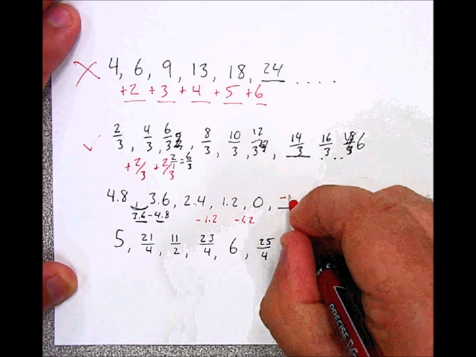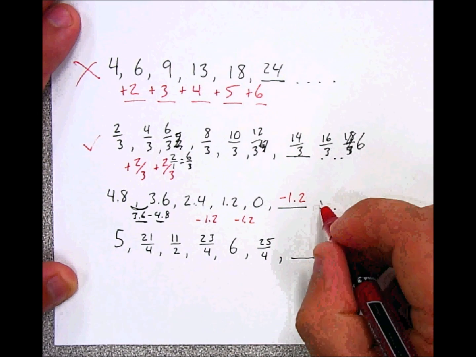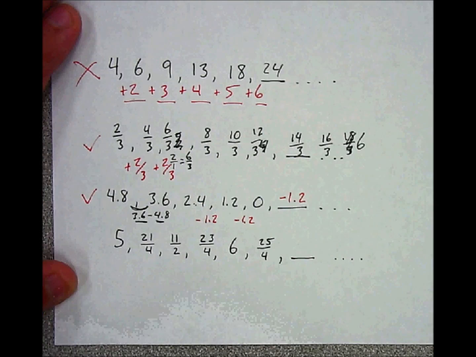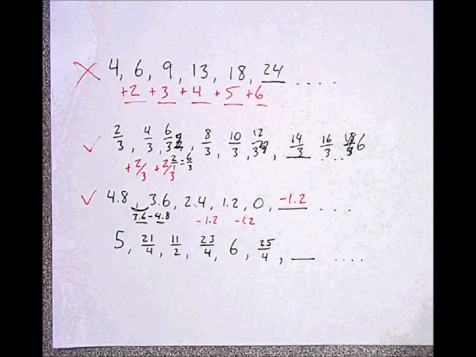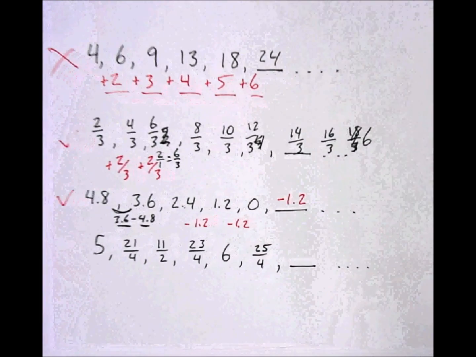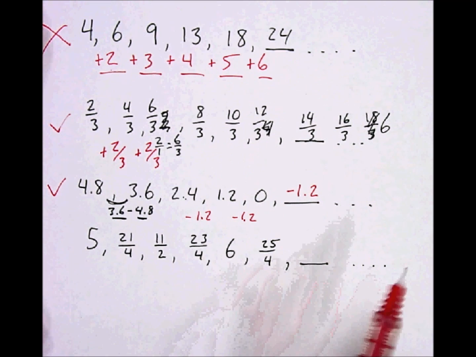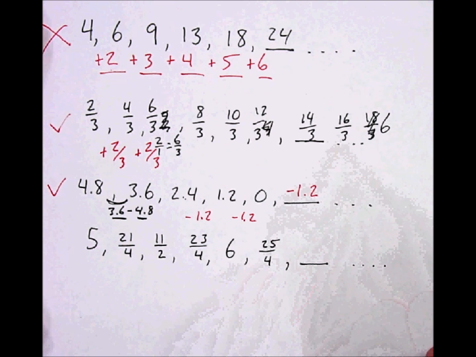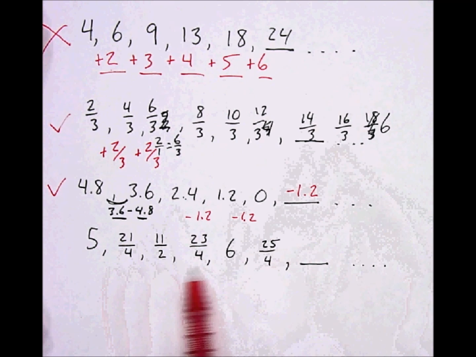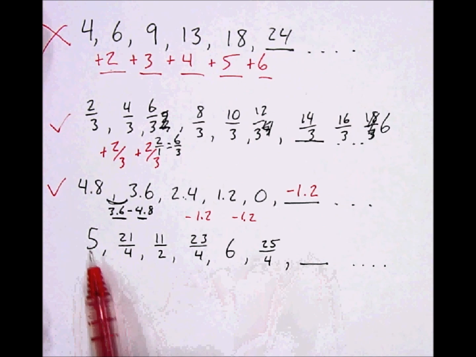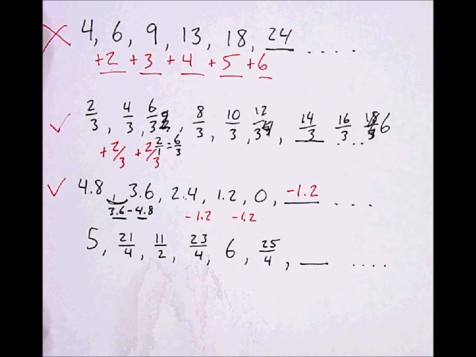So this one's going to end up being negative 1.2, negative 2.4, and so on. So yes, this one is arithmetic. It adds or subtracts by the same amount. Okay, well, let's look at the last one here. This one's a little trickier. It's got fractions, and so can you see the pattern happening and tell what would come next? We've got some whole numbers mixed in with the fractions.